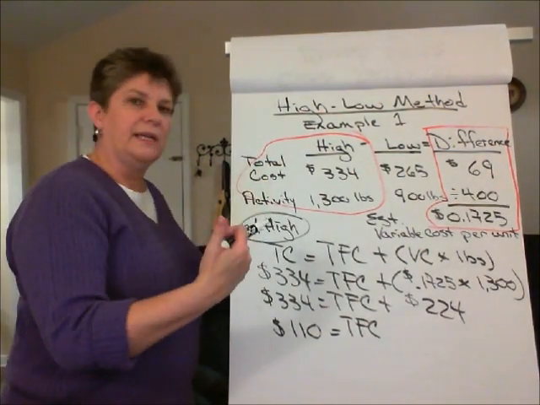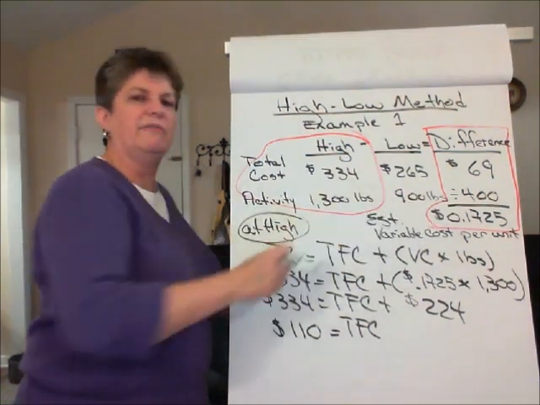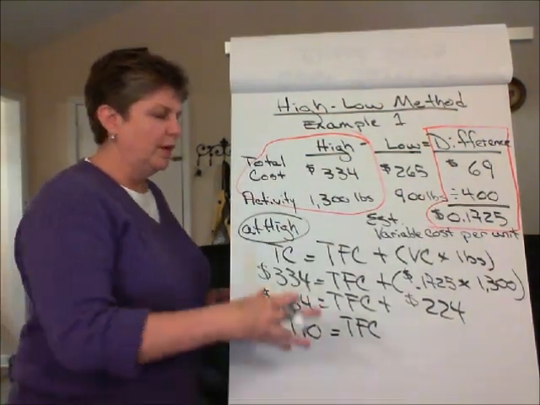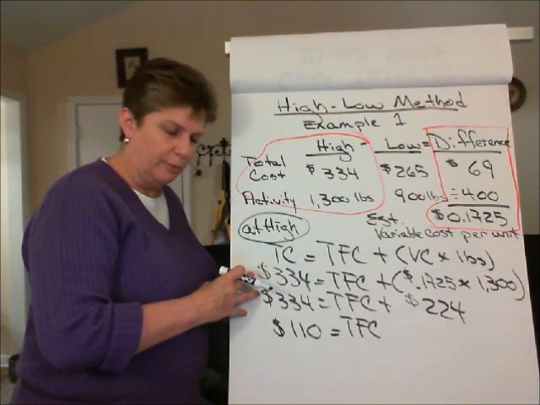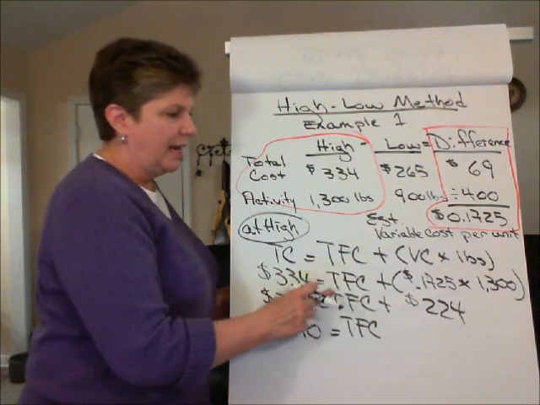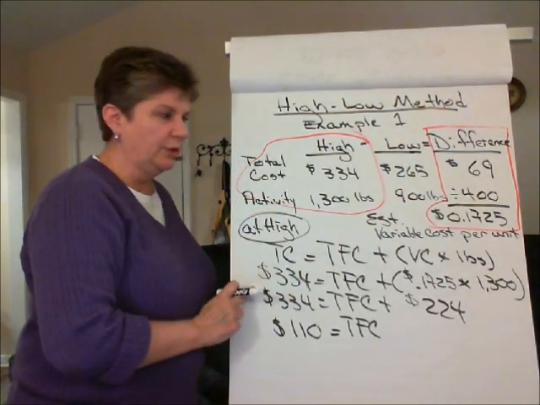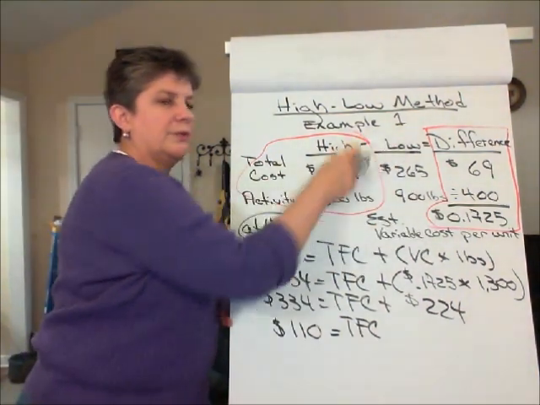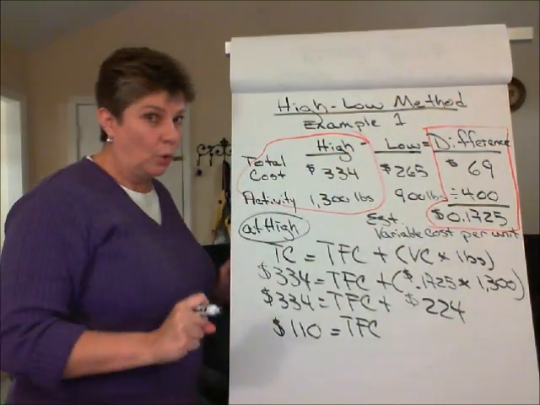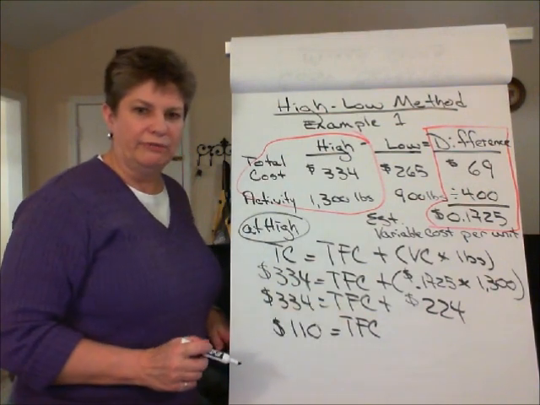So that's, I guess, about the third step. Use the estimated variable cost from step 2, plug it into the total cost formula along with total mixed cost and activity from either the high, which is what we used, or we could have used the data from the low, but either or, not both, and then solve for the unknown total fixed cost.